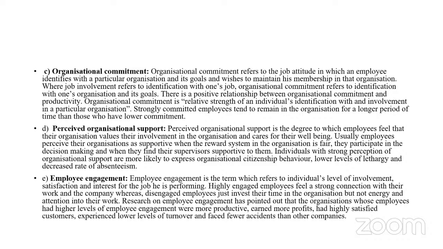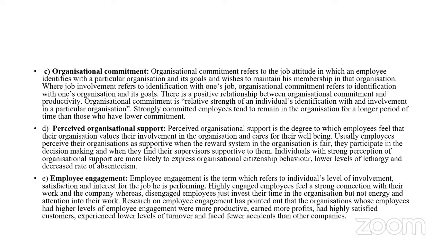So, how is it different? We just now talked about job involvement. How is it different from job involvement? Job involvement refers to identification with one's job, whereas organizational commitment refers to identification with one's organization and the goals of that organization. Okay. The next one is perceived organizational support.